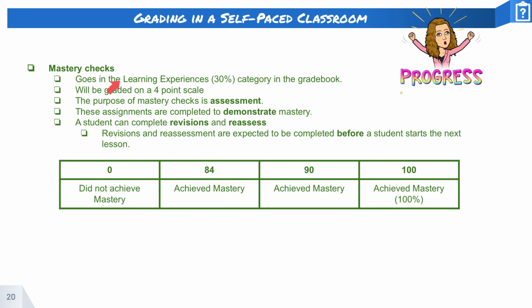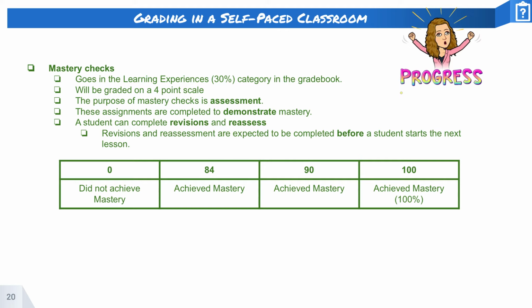Mastery checks. They go in the learning experience category. It will be graded on a 4-point scale. So the purpose of a mastery check is assessment. These assignments are completed to demonstrate mastery. A student can complete revisions and reassessment. Revisions and reassessment are expected to be completed before a student starts the next lesson.